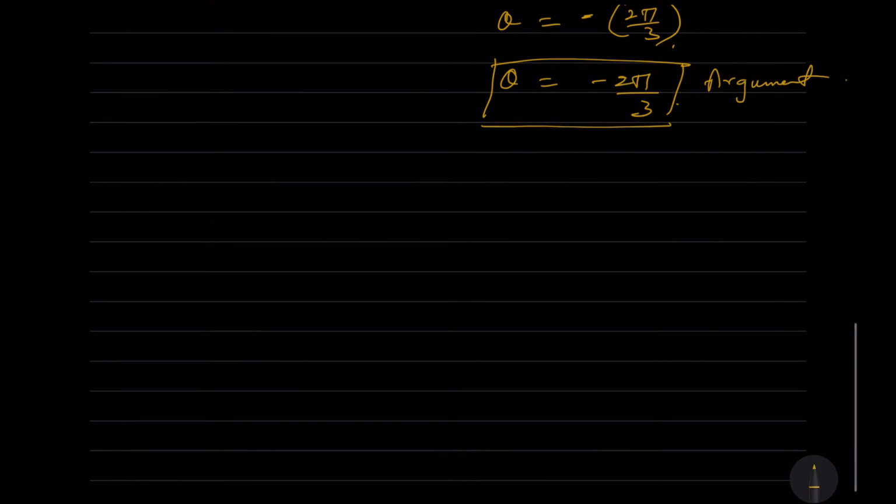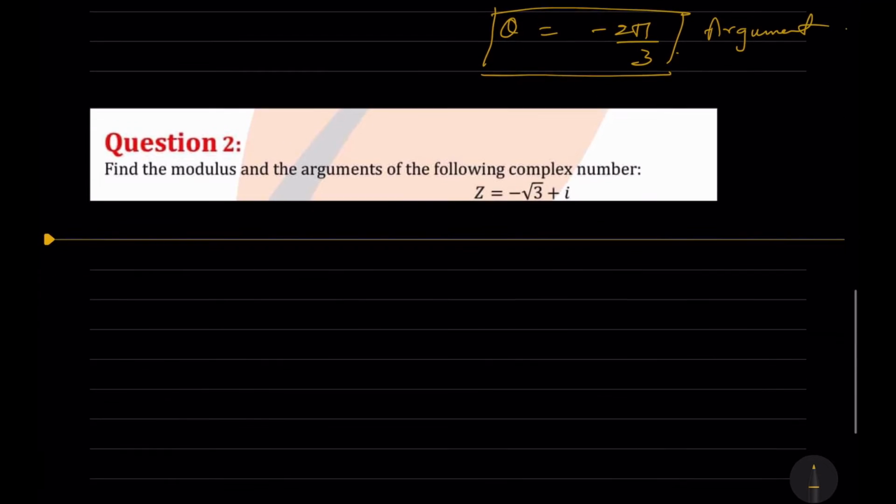Now next we'll go into the second question. In this second question, find the modulus and arguments of the following complex number. z is equal to minus root 3 plus i. Solution: z is equal to minus root 3 plus i. Now how to do this problem, we'll see.